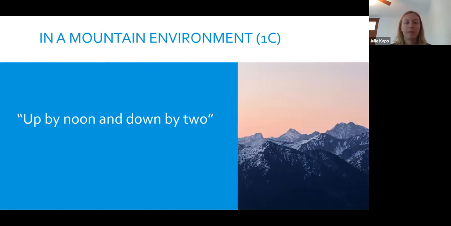If you're in a mountainous environment and there is a thunderstorm, the saying goes, up by noon and down by 2. What that means is that peaks and ridgelines should be avoided in the afternoon. Also, if climbing while in a thunderstorm on a mountain, climbers should tie up individually. That avoids conduction of electricity through the wet climbing ropes. Individuals should also discard any metal objects that they can, like ski poles or mountaineering axes, to avoid potential contact burns.